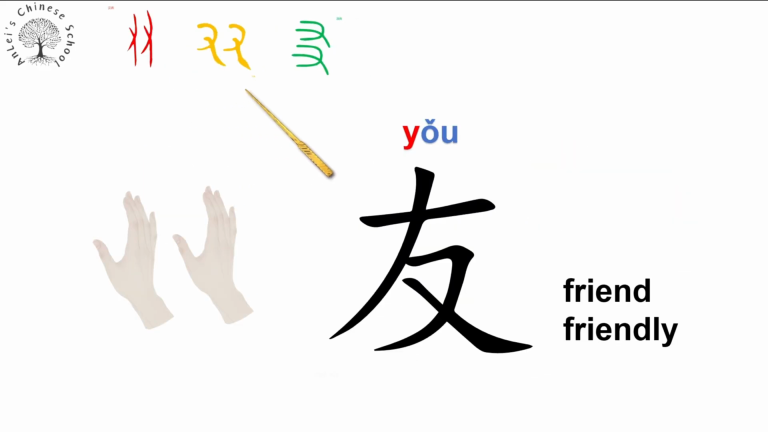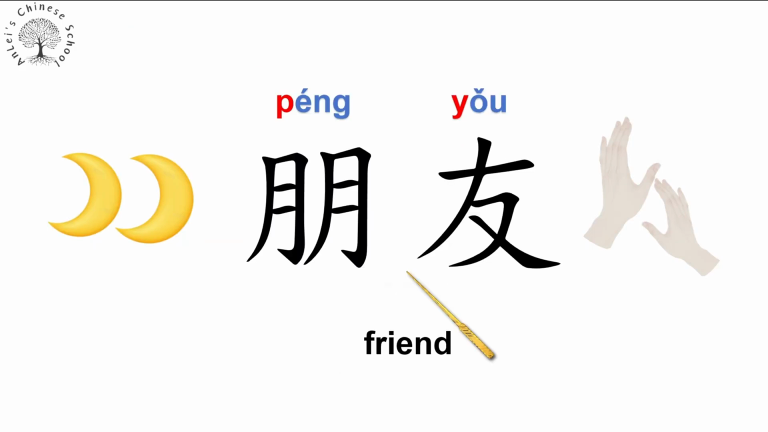These ancient characters depict two hands. Since one person cannot have two right hands, these are interpreted as two hands helping each other. So the original meaning of this character is a friend. 友, friend, friendly. 朋友, Peng You, friend. The character Peng is composed of two identical yue, meaning moon, symbolizing that friends are equal. The character You is like two hands helping each other.